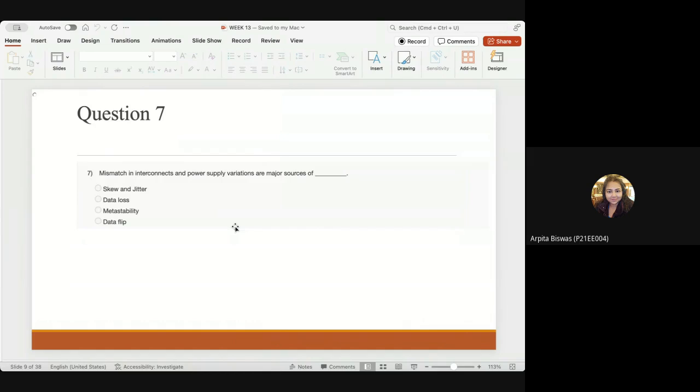Mismatch in interconnect and power supply variation are major sources of dash. The first option is skew and jitter, the second option is data loss, the third option is metastability, and option D is data flip. So please try to find out the right option.